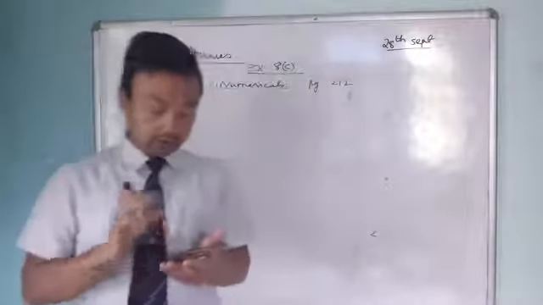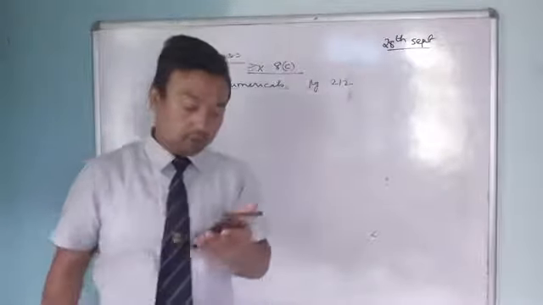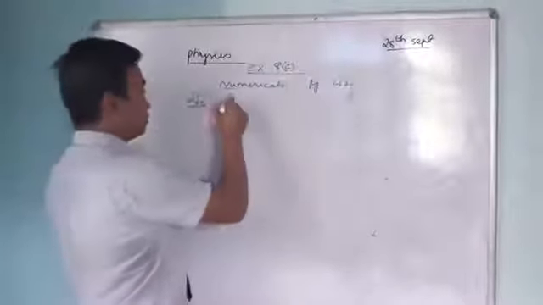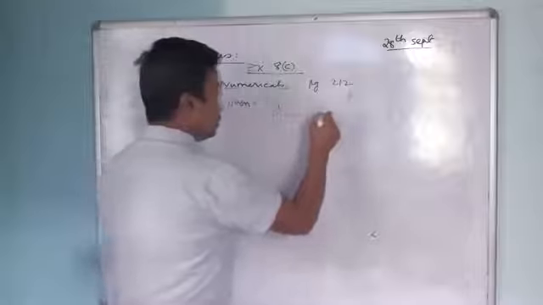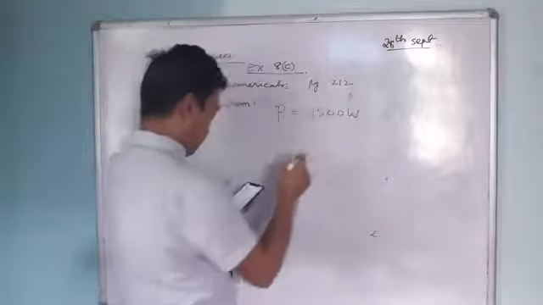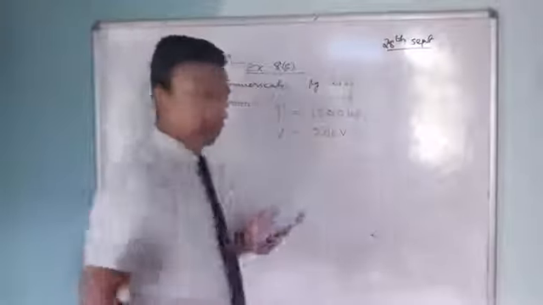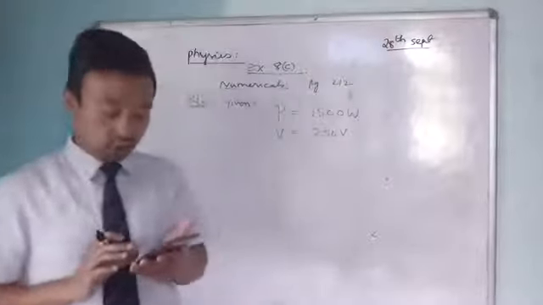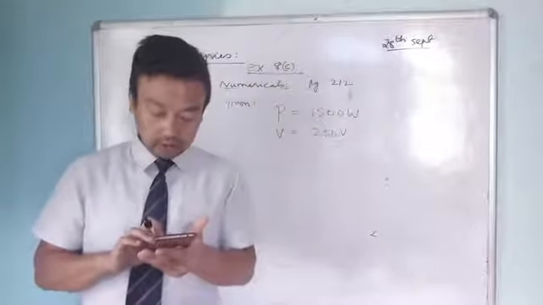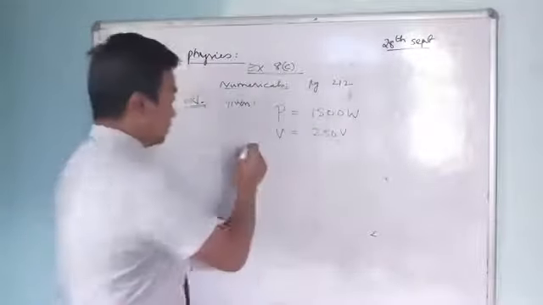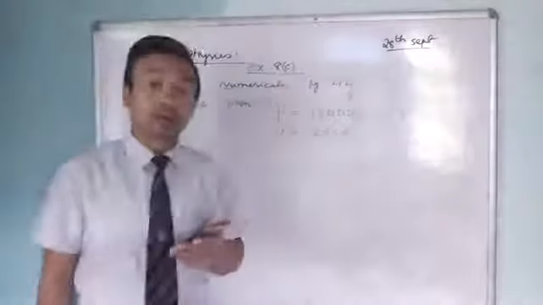There is a geyser, that is an electrical appliance, rated 1500 watt, 250 volt. 1500 watt means it consumes quite heavy power, and as I have told you already, the potential difference, the voltage, will remain uniform around 240 to 250. This geyser is connected in the mains. Calculate the current. How much current is flowing through that geyser?